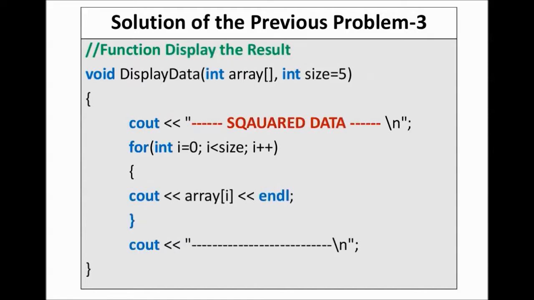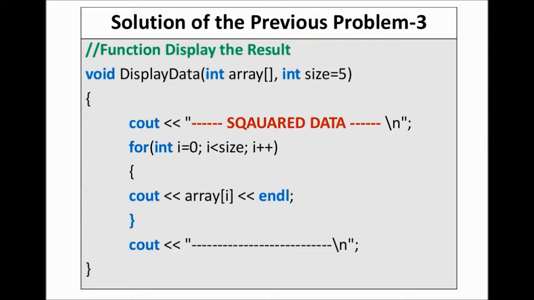Last function is our displayData. In this function we use the same two variables, int array and int size, and in the body of this function we write cout, and to display the scaled data calculated in the previous function, first of all we want to display scaled data on the screen, then we use for loop to print the scaled values calculated in the previous function.